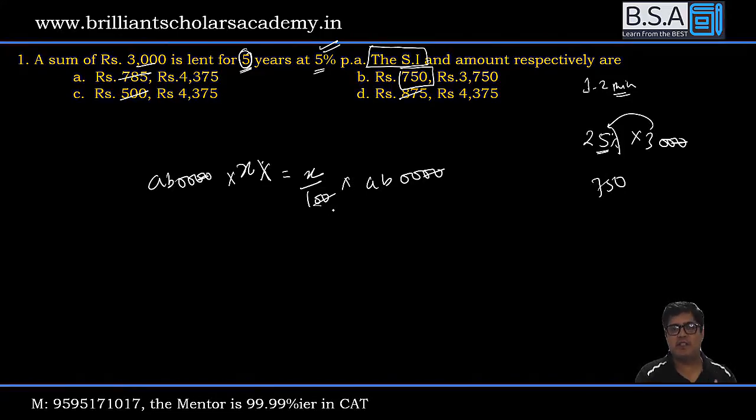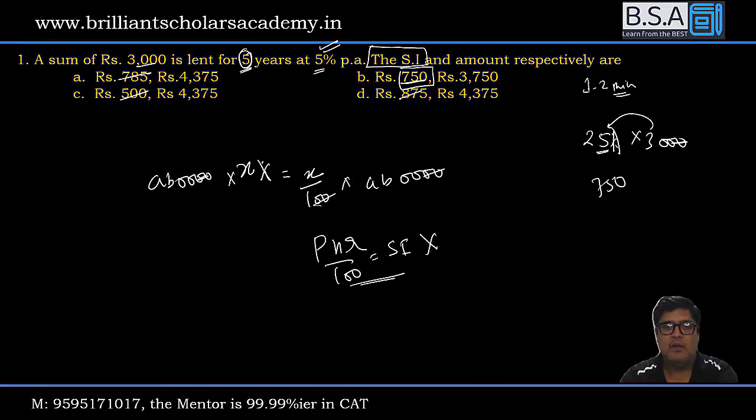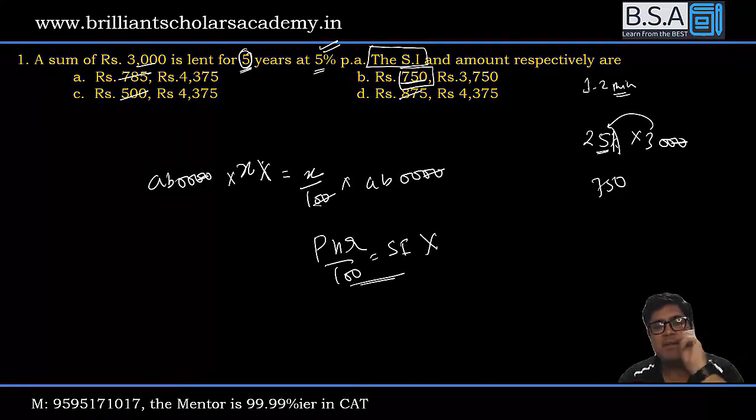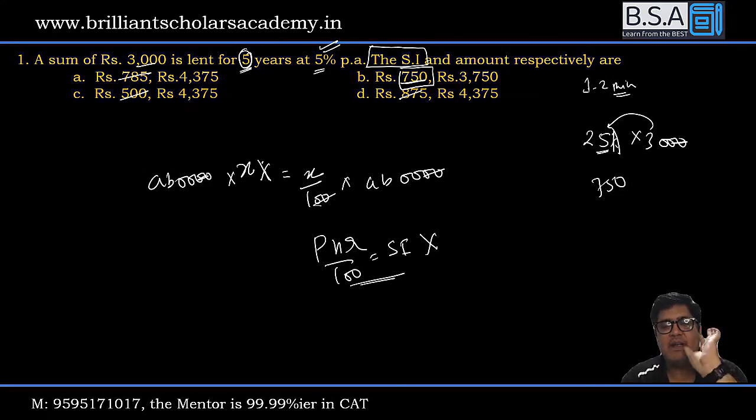So here, I noticed it is 25 percent earning. So I can cancel the percentage sign and 2 zeros. So 30 into 25 is the earning, that is 750 rupees. You don't have to apply PNR upon 100. Why do you want to do this? Don't do this. So for simple interest, simply imagine you are adding percentage again and again.